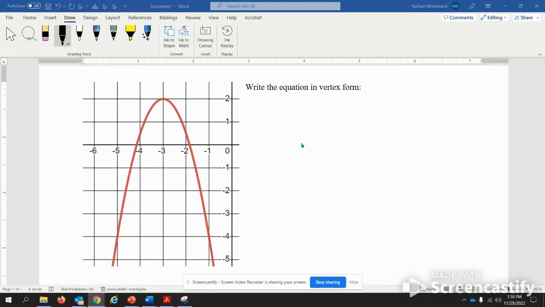All right, mathematicians, here we're asked to write the equation in vertex form. Well, if you imagine the vertex form, it requires us to know the vertex. So the first thing we could do is identify the vertex. And you can see that's -3, 2.